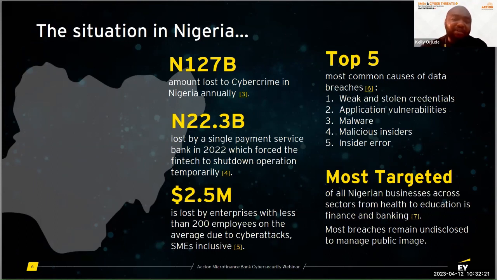Then insider errors. People make mistakes on a daily basis, poor configurations. And when that happens, then the company is vulnerable to cyber attacks. And in reality, the most targeted industry is finance and banking. So the financial institutions face a whole lot of threats. I think the other industries are like telcos, healthcare, and the rest, but financial institutions face the most cyber attacks.